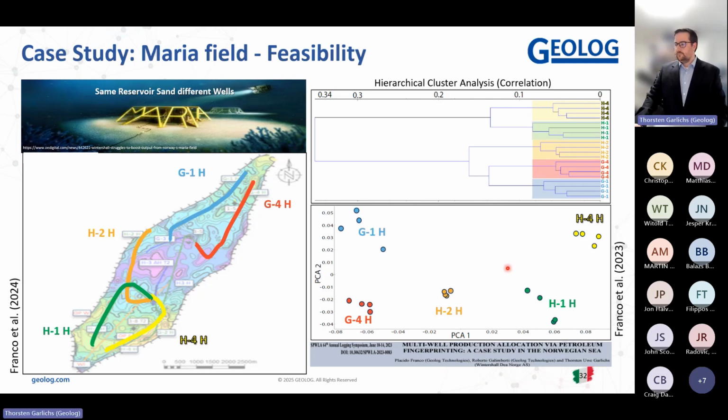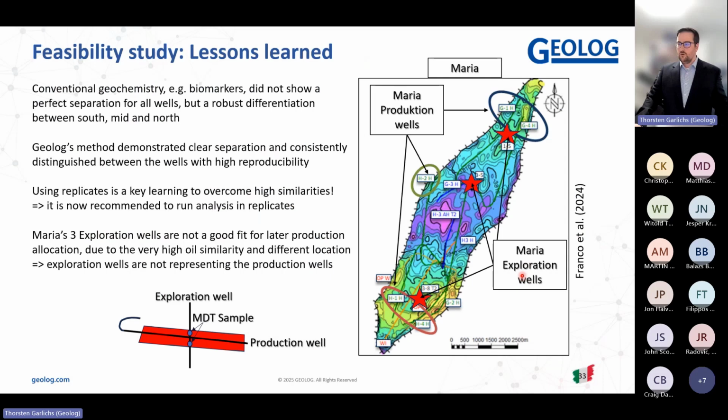So you see more or less the nice results at the end, but what we learned in between in this feasibility study, these are the lessons learned. The conventional geochemistry, for example biomarkers, did not show a perfect separation for all wells, but they were very robust when it comes to south, mid, and north. So you can easily use also the biomarkers to deconvolute the southern part, the middle part, and the northern part. In the northern and in the southern part, to deconvolute the wells was not so easily possible.